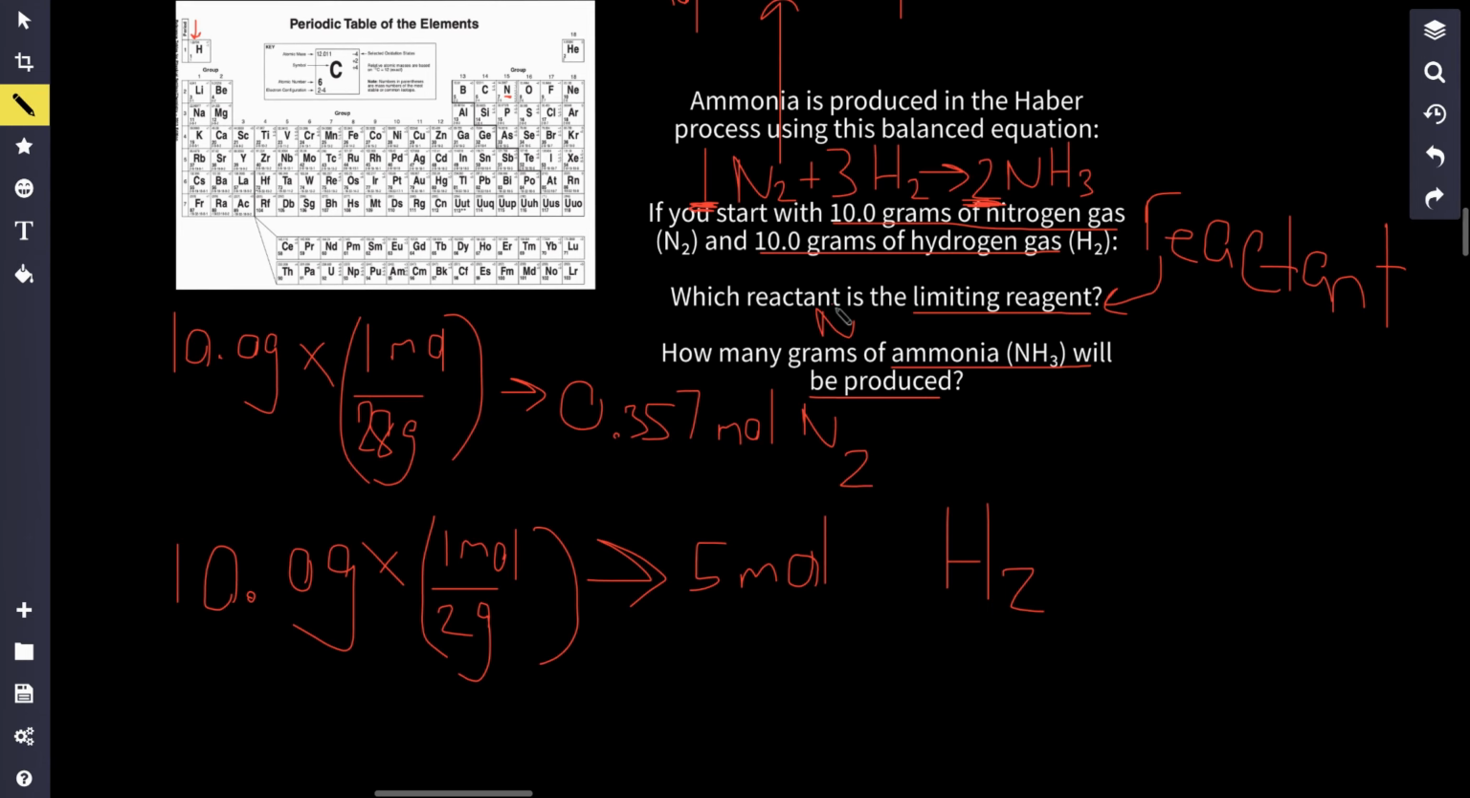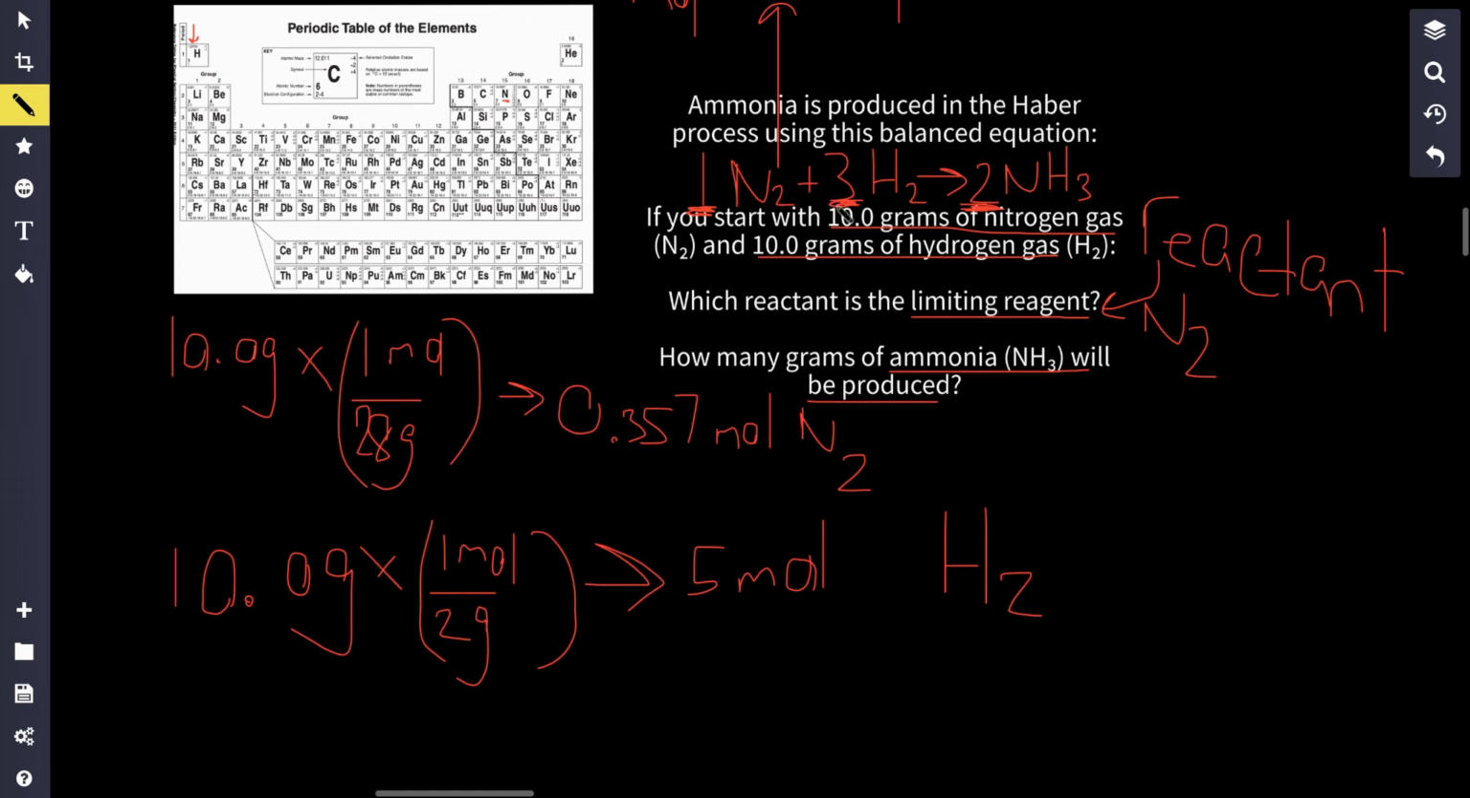Just by looking at this reaction, I need 3 times the amount of H2 as N2 in order to create NH3. But in this case, notice how I have way more H2. I have 0.357 moles of N2, and I have 5 moles of H2. This is way more H2 than I need. So my limiting reactant, the reactant that's going to limit the amount of product made, is going to be this N2 right over here.